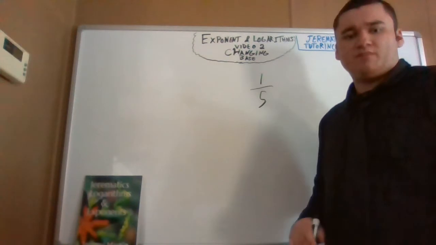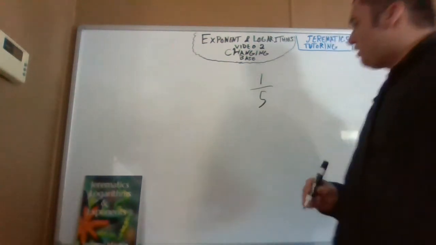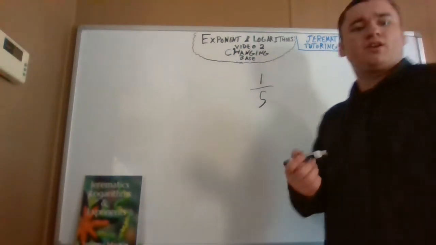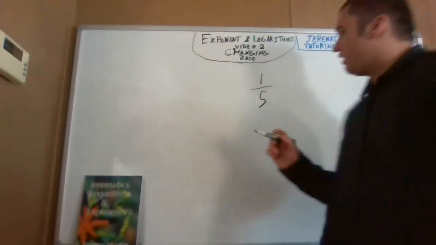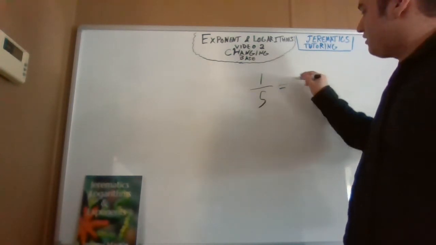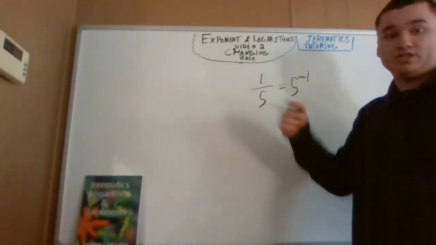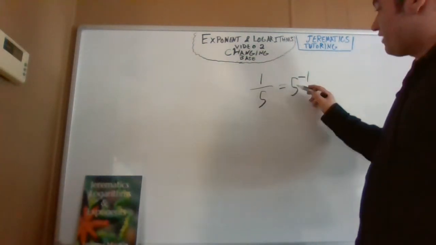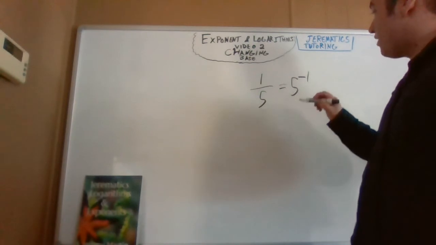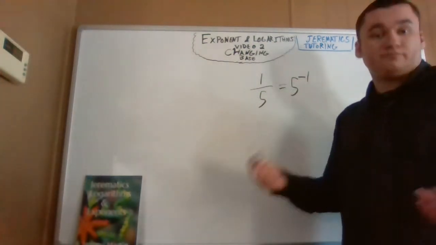I want to write this as base 5. How do I do that? Well, if you remember from the last video, there was something called the Negative Exponent Law. You can represent a fraction as a negative exponent, and you can represent a negative exponent as a fraction, vice versa, right? So right here I have 5 to the power of negative 1. So this is how I'd write 1/5 as a power of 5.